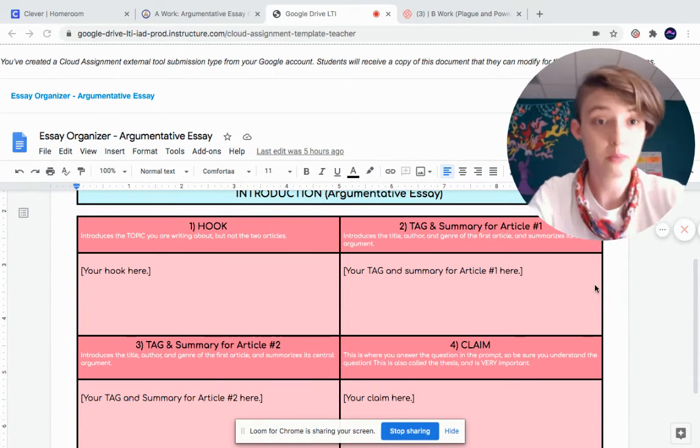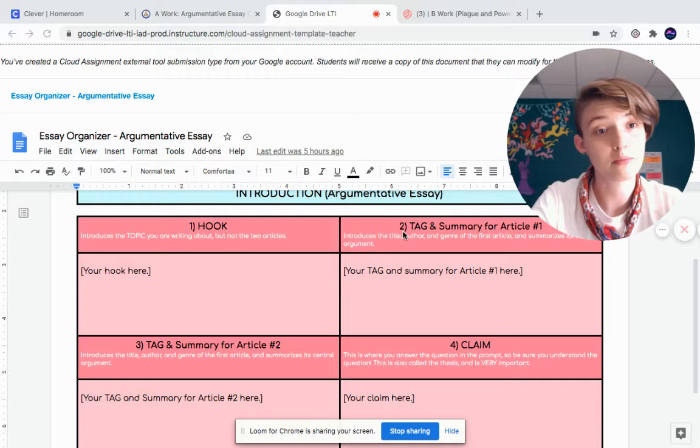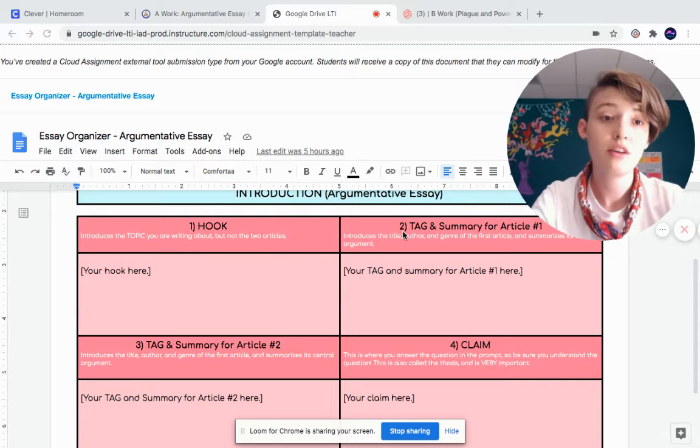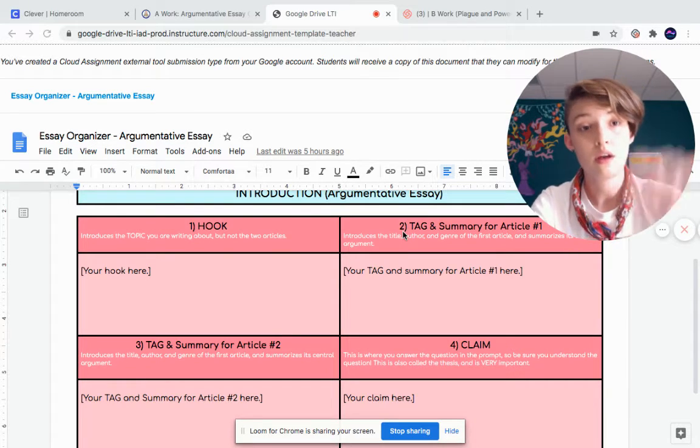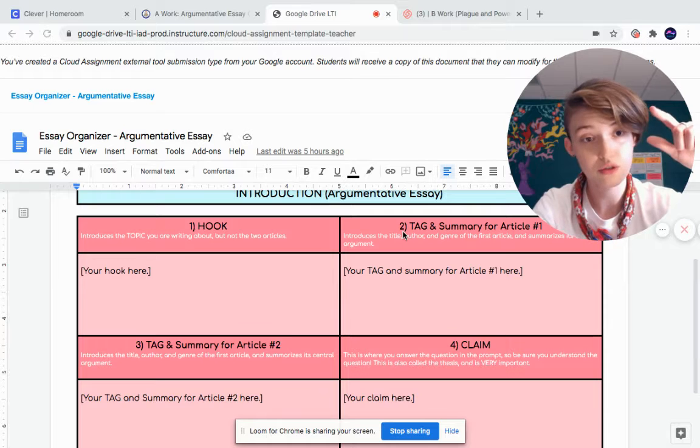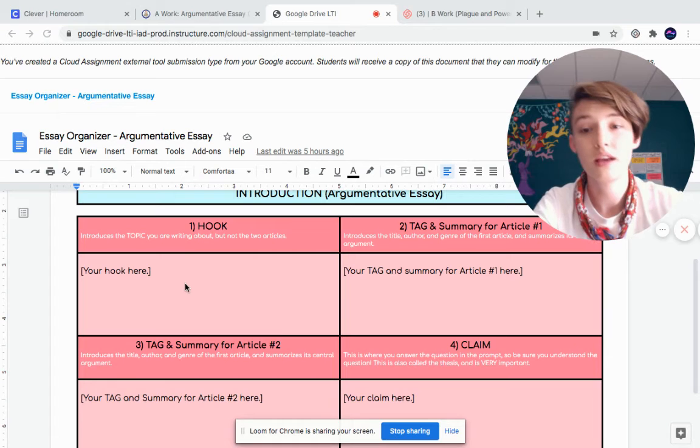Let's talk a little bit about how this introduction is going to look different from standard introductions. So usually we do a hook, a tag where we introduce whatever book or article we're talking about, and then we do a summary, and then we do a claim. This time we have two different works that we're introducing. So we need a hook like usual, but then we need to introduce two different articles.